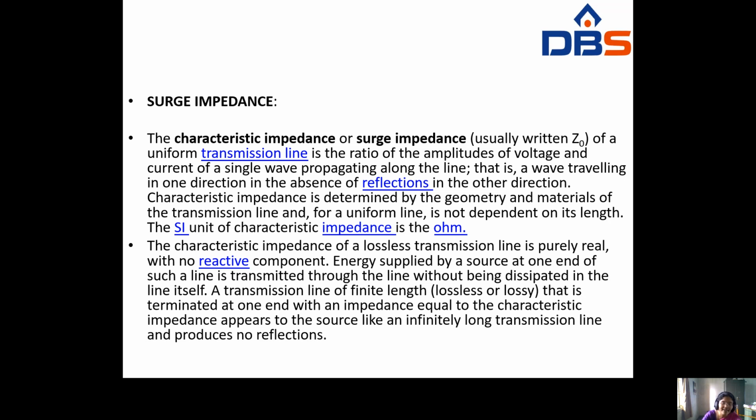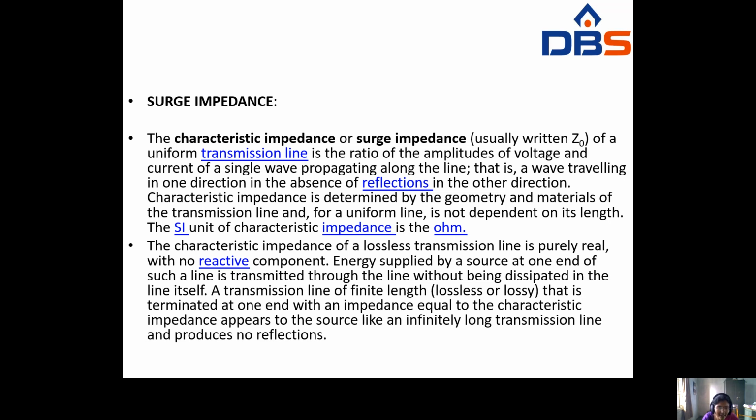See here, how do you determine the characteristic impedance? The characteristic impedance is determined by the geometry and materials of the transmission line. Geometry means how much space the conductors occupy, that is, where the impedance value will lie. And for a uniform line it is not dependent on its length.